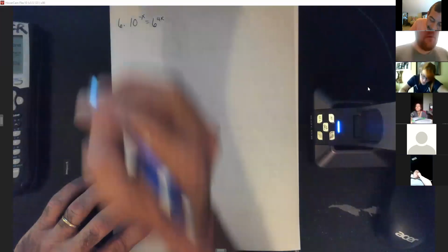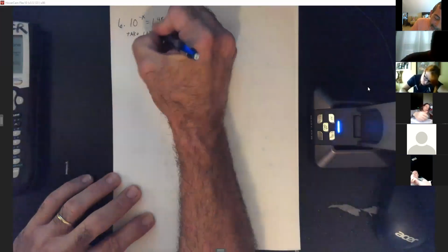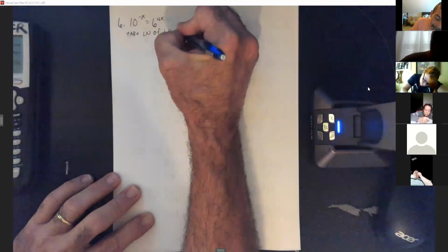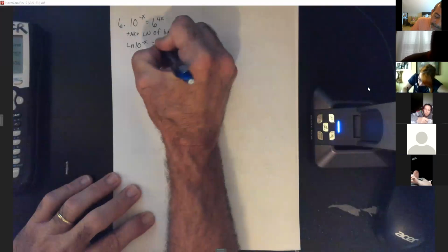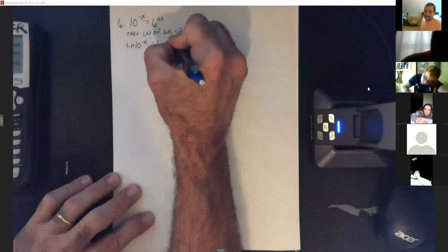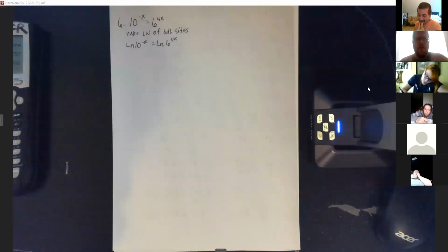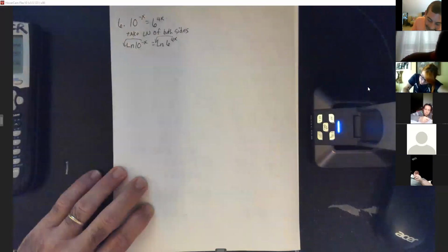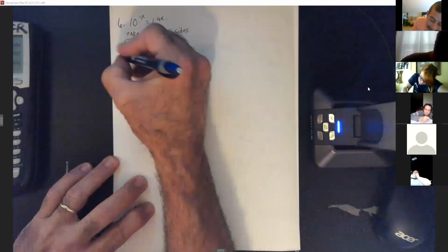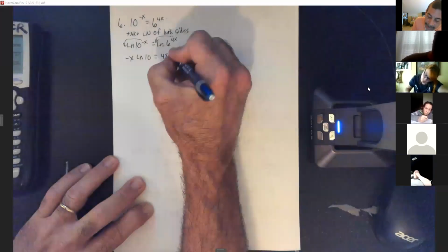So we're going to take ln of both sides. That'll give me ln of 10 to the negative x equals ln of 6 to the 4x. So I wonder what I could do to that next. Well, next thing we got to do is move them exponents. So I get a negative x times the ln of 10 equals 4x times the ln of 6.